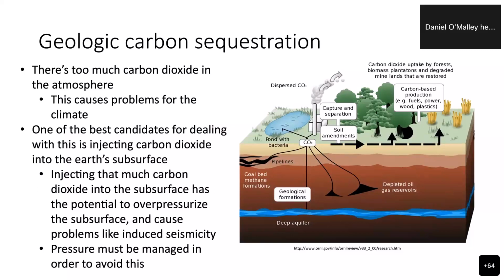For instance, if you inject too much carbon into the subsurface, you can overpressurize it and cause problems like induced seismicity, or you could fracture a caprock or something like that. So, you have to manage the pressures in the subsurface in order to avoid these problems.